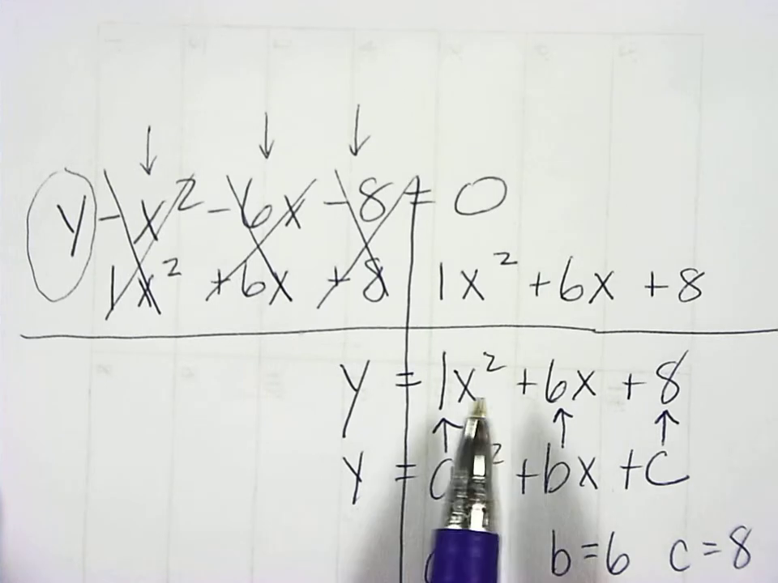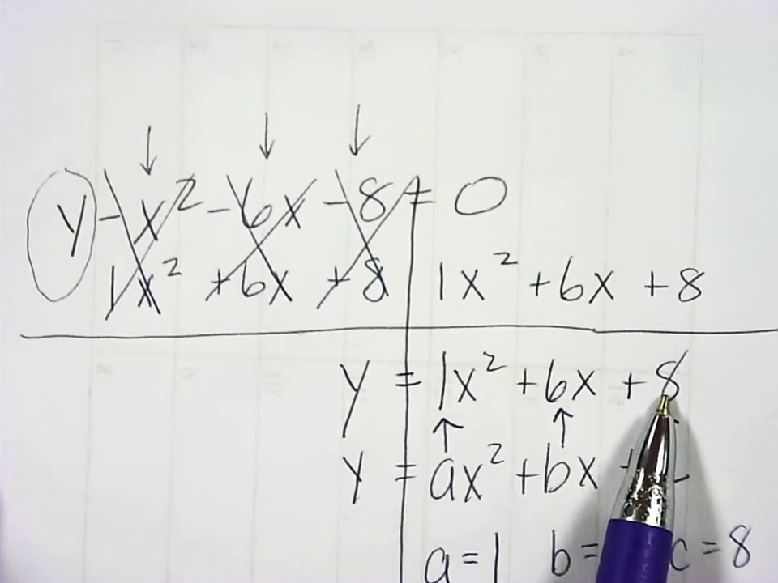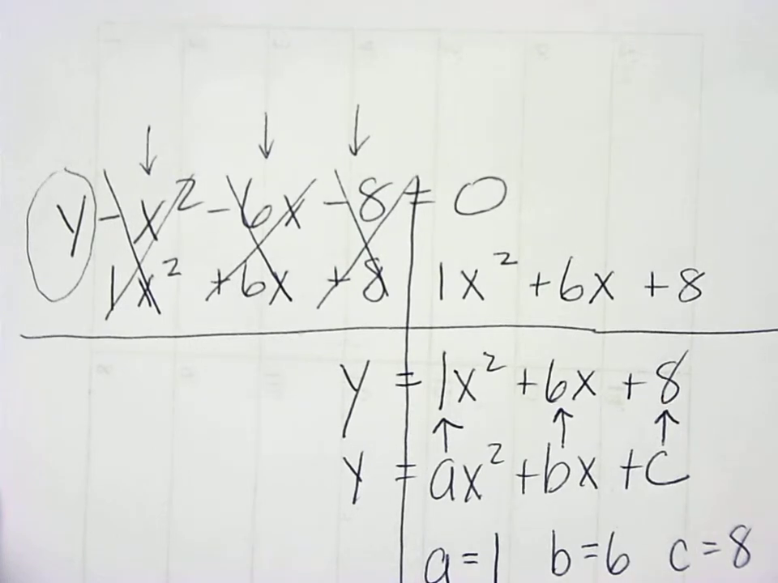Now, if I'm going to graph this equation, I want to know its axis or line of symmetry, because that's going to be the very center line of my parabola. So the way I find the axis of symmetry is to use the formula x equals negative b over 2a.